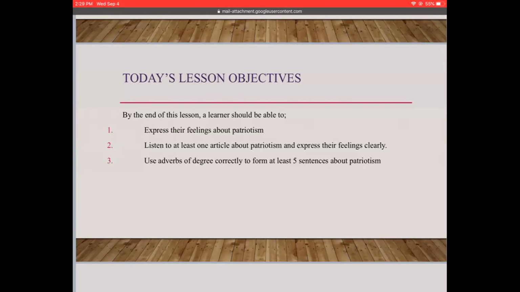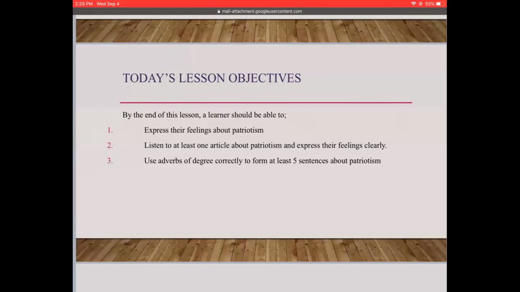Okay, today's lesson objectives. By the end of this lesson, I should express that we have to continue to say at least it is not just their feelings clearly. In the last one, use these adverbs of degree correctly to form at least 5 sentences about patriotism.